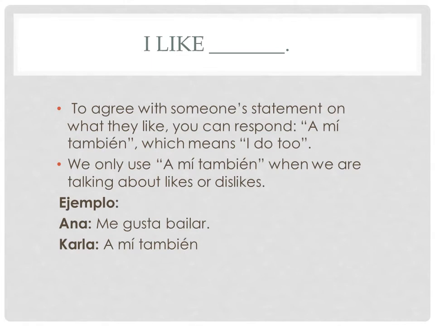Now to agree with someone's statement on what they like to do, you can respond a mí también, which means I do too. Now pay attention to this because we only use a mí también when we're talking about likes and dislikes. This is the only time we're going to say a mí también. Now let's look at an example. Someone may say, me gusta bailar. And to agree with that statement, you would respond, a mí también. Okay? So make sure to remember that a mí también is only used for likes or dislikes.